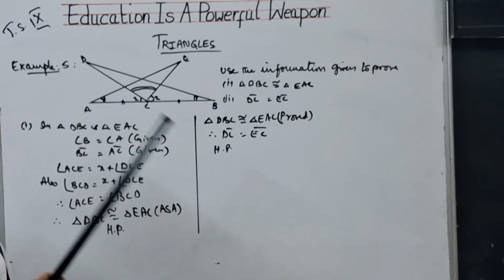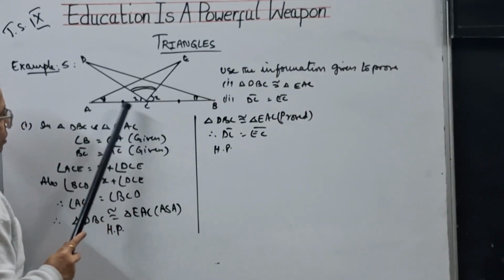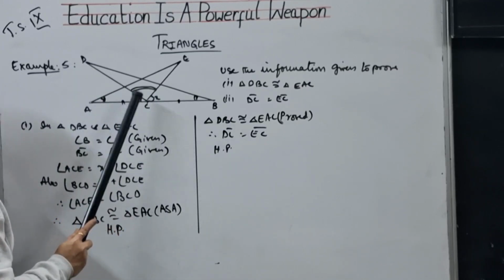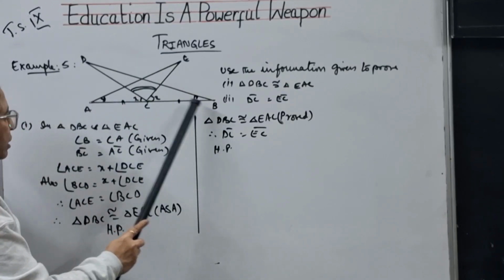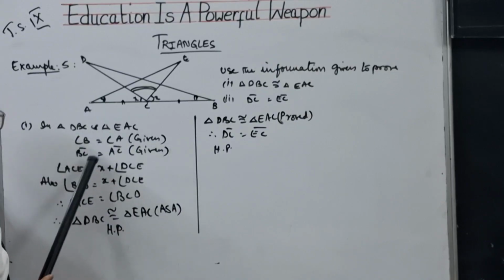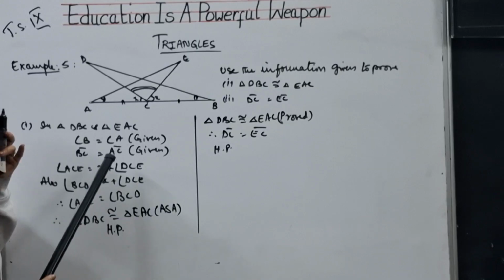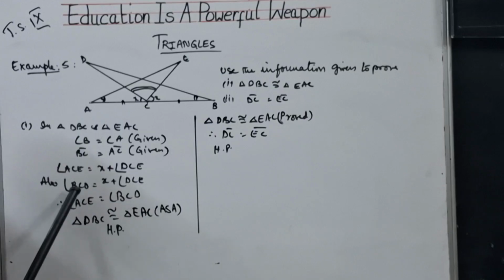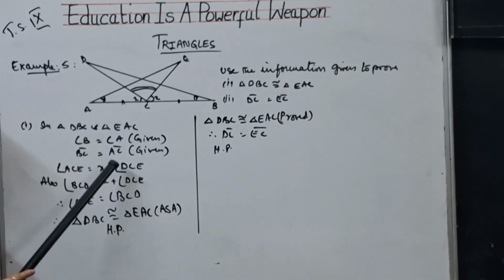So once again, see in the figure, they have given angle A is equal to angle B, and these two angles are x, these two sides are equal. Now the question is, you have to prove that triangle DBC is congruent to triangle EAC. So I have taken those two triangles. Angle B is equal to angle A, they have given, and BC is equal to AC also they have given, and angle ACE is nothing but x plus angle DCE, and also angle BCD is equal to x plus angle DCE. So these two are equal, which means these two angles are also congruent.